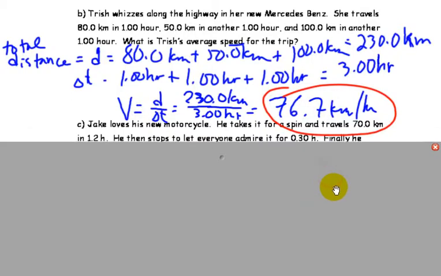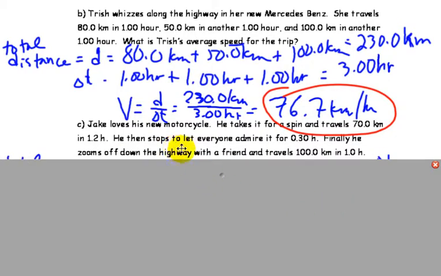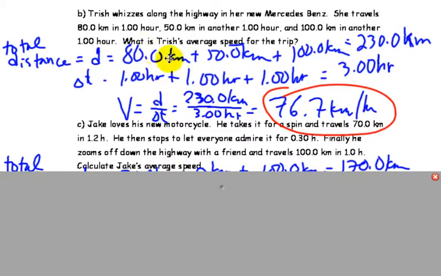Okay, so a little bit different than the other one. Jake loves his new motorcycle. He takes it for a spin and travels 70 kilometers in 1.2 hours. He stops to let everyone admire it for 0.3 hours. Then he zooms off and goes 100 kilometers in 1 hour. Calculate the average speed. So it's very similar to the first one there. Maybe pause the video and see if you can work it out yourself, and then press play and see if you achieve the right answer.